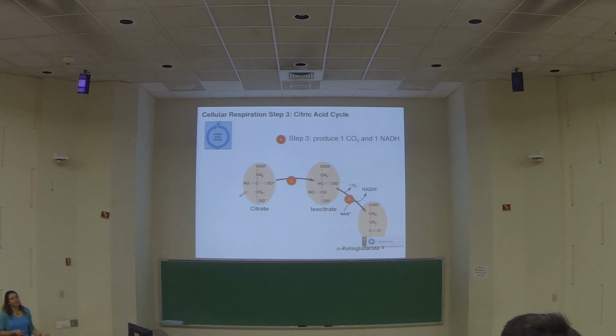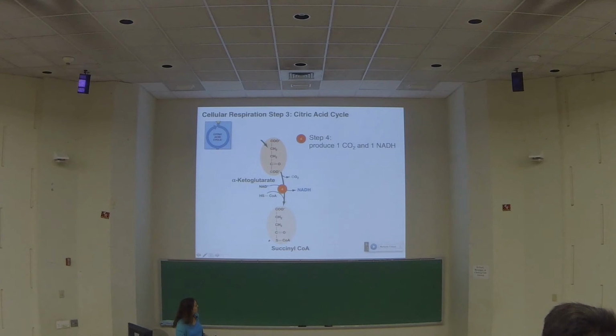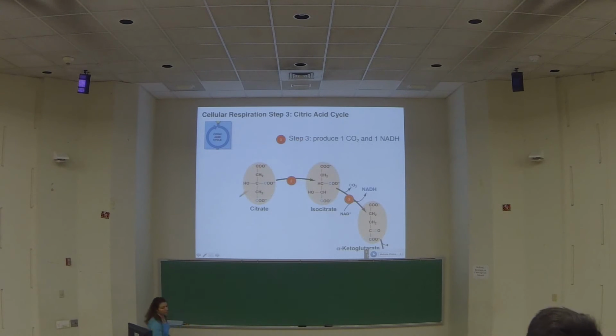And then in step 3, we have our first electron carrier. We strip off a CO2, one of those blue CO2s. So we produce NADH and CO2, and then we go from isocitrate to alpha-ketoglutarate. So it's in step 3 where we get our first carbon dioxide and our first NADH.